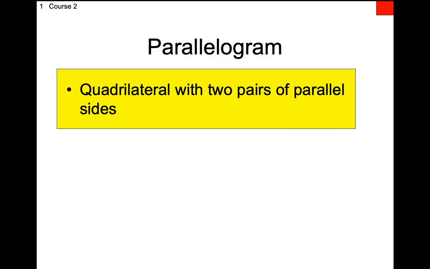A parallelogram, the definition is a quadrilateral with 2 pairs of parallel sides. A trapezoid has 1 pair. A parallelogram has 2 pairs of parallel sides.